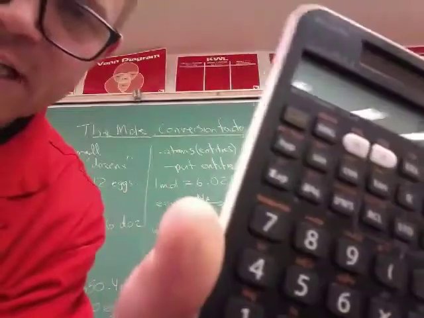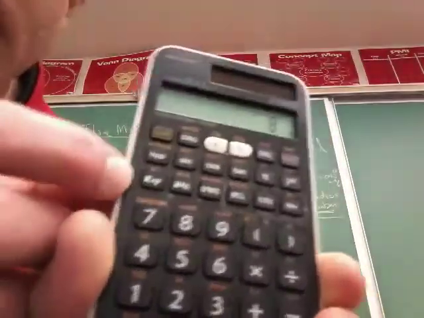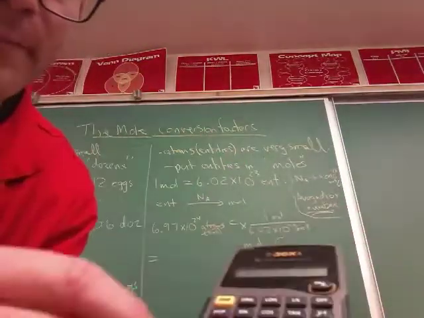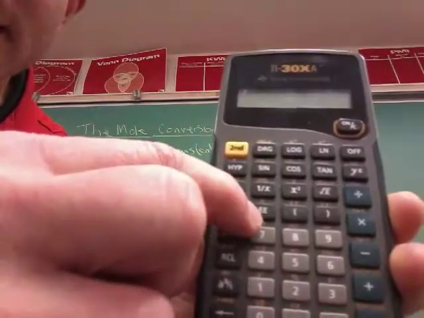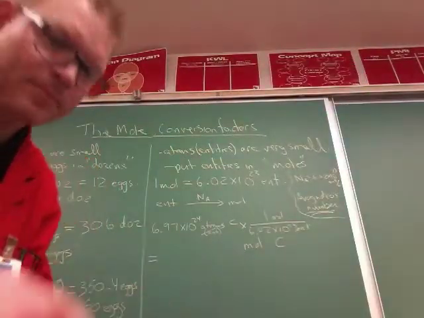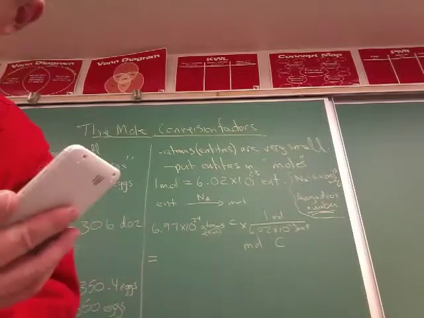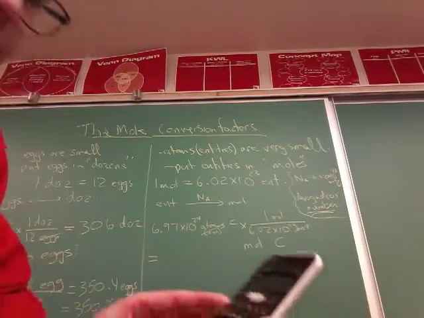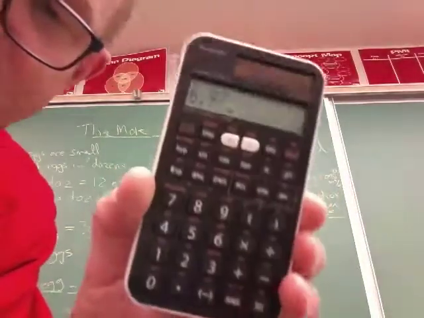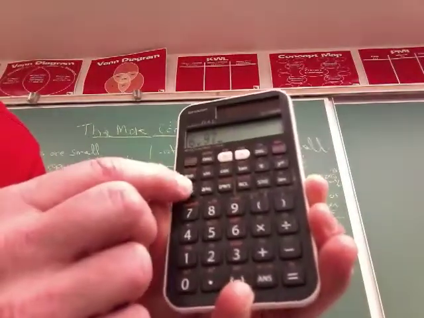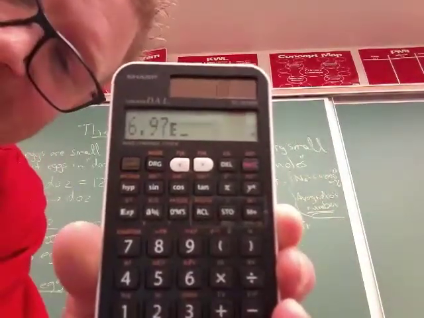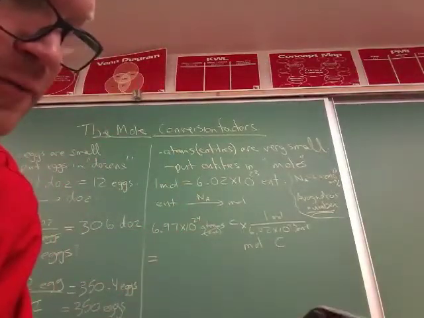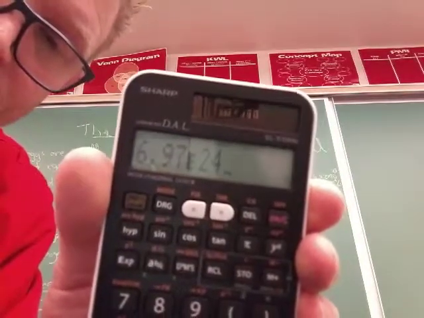Whenever you do scientific notation, you're going to use a button here, the EXP button, if it's on a Sharp, or the EE button, there it is right there, if you're on Texas Instruments. So I'm going to press 6.97. Then I'm not going to press times, and I'm not going to press 10, but I'm going to press the EXP button. On this calculator, it puts a little E. That little E stands for times 10 to the. Now I'm going to put 24. And there it is.